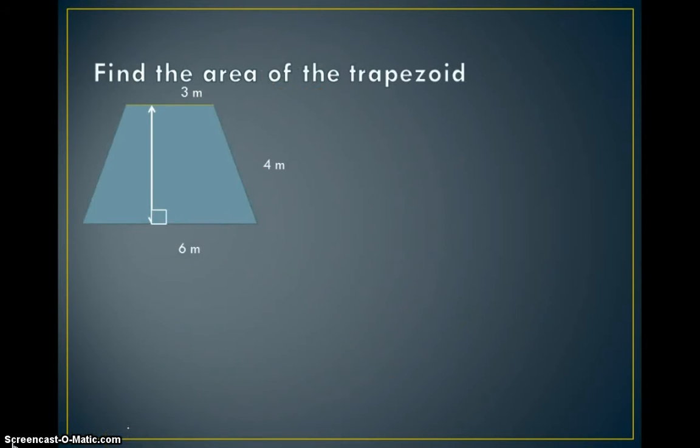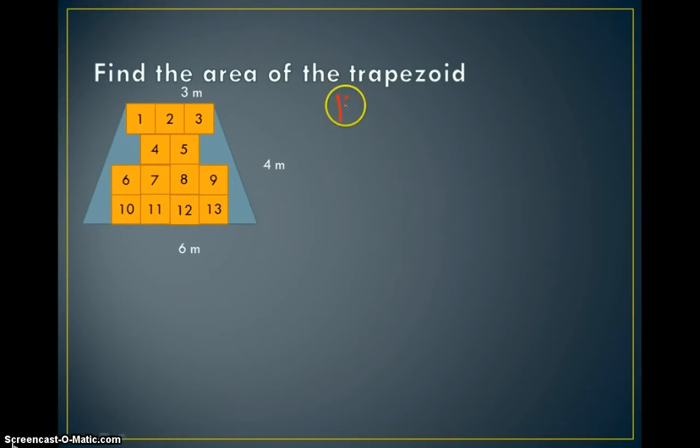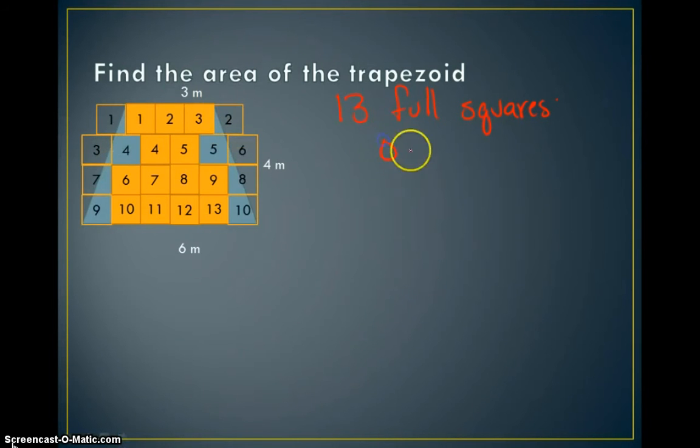To find the area of this trapezoid, first thing I want to do is use our squares again. So we're going to add up the number of full squares we have. And you can see here, we've got roughly 13 full squares. Now we want to see how many partial squares we have. And you can see here we're going to have roughly, I think, 10 partial squares.